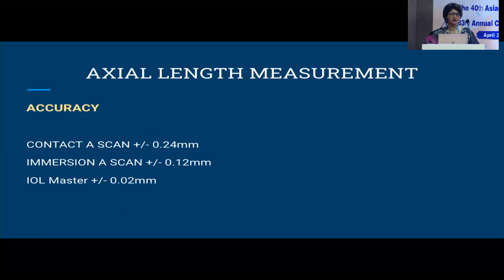Yes, so this is the accuracy that we see. Of course, when we are doing the optical biometers, the accuracy is much more as compared to the contact or the immersion A scan.